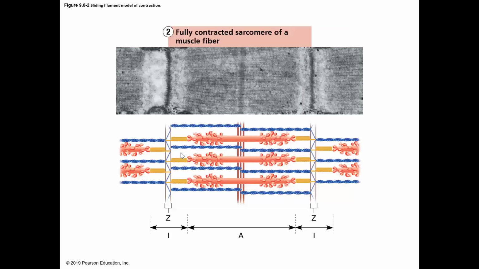All right, so let me get to the picture here. When myosin binds to actin, there's ATP. The actin on both sides of the Z disc here are going to move toward the middle, and the sarcomere gets shorter in length. That's referred to as the sliding filament theory.